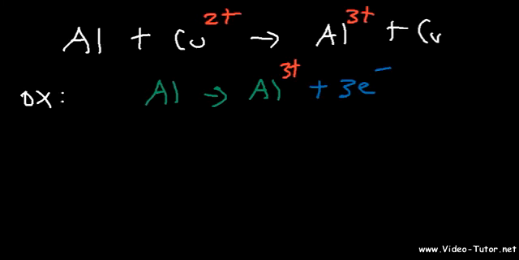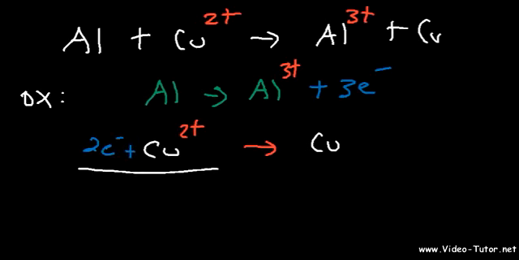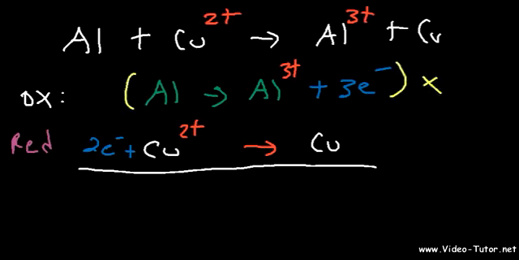Now for the second one, we have copper 2 plus on the left and copper on the right side. The left side has a higher charge, so we need to add 2 electrons to it. And now the second half reaction, which is the reduction reaction, is balanced. So now what we need to do is make sure the number of electrons are the same. So the least common multiple of 3 and 2 is 6. So we're going to multiply this equation by 2 and this equation by 3. And at that point, the number of electrons will equal.